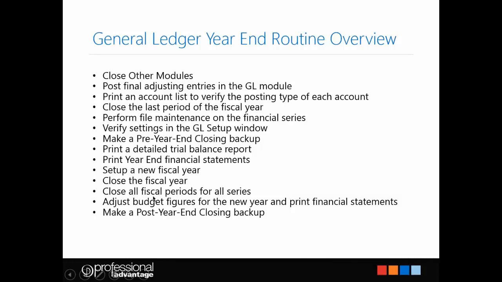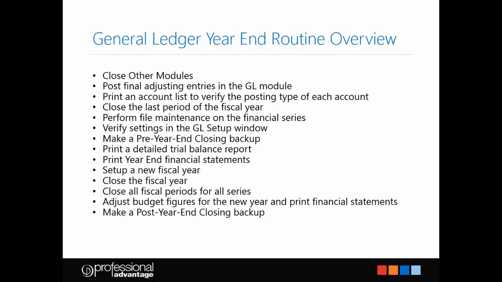And then close the year and close the financial period for all series. That's the financial period setup window I showed you before. Just say close all. That will very quickly close every single module for you. And adjust the budget figures for the new year and print financial statements. Then we'll need to do a post-year-end closing backup. So: pre-year-end backup, do the year-end close, make the necessary adjustments on the budget figures, and then do a post-year-end close backup.